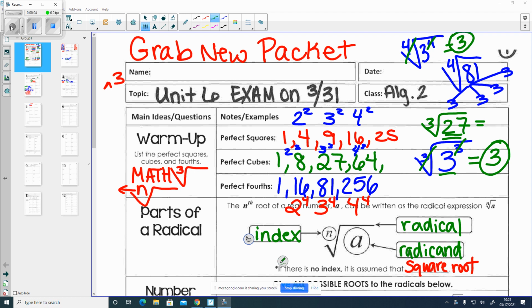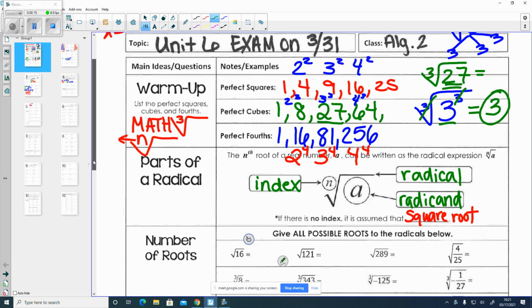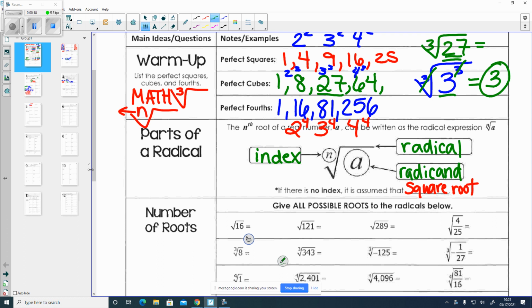All right, so finding the perfects, you just take a number and go to the exponent, right? So 3 cubed is 27. When we write it as a radical, a radical is like our square root, but we don't want to call it square root anymore because now it could be fourth root, fifth root, and so forth. So we just call it a radical.